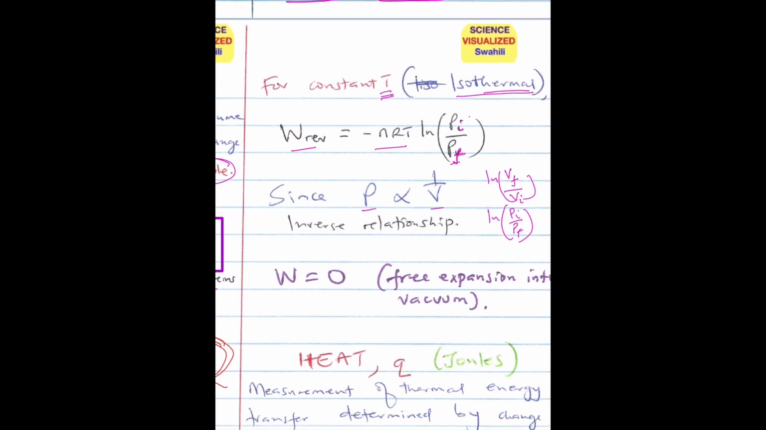Now, when the work is done in vacuum, the amount of work done equals 0 because that's free expansion. That means you have expansion, there's no pressure, there's no force blocking that. There's no external pressure involved. So work done in vacuum, or expansion in vacuum, which we call free expansion, the amount of work done equals 0.